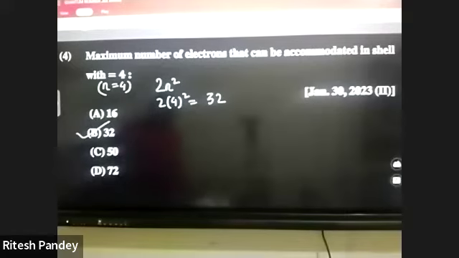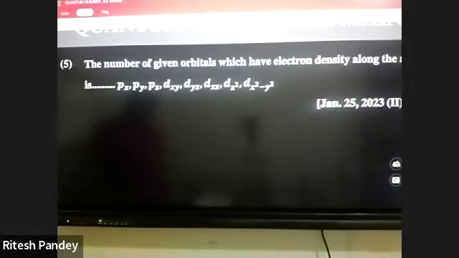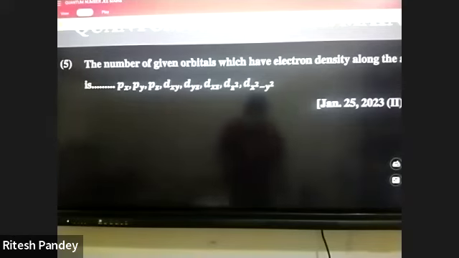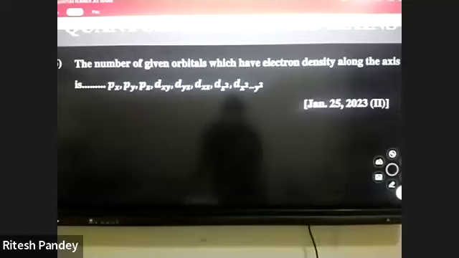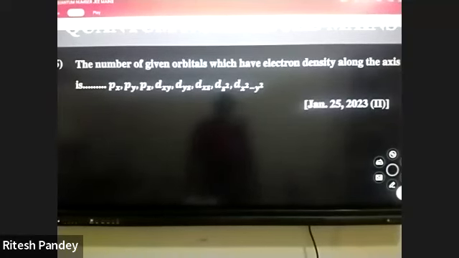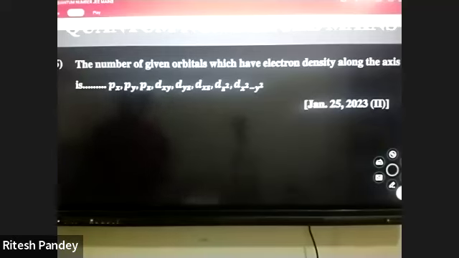Next. Number of orbitals which have electron density along the axis. Number of orbitals which have electron density along the axis. I hope it's pretty readable. If some part of the question is not readable, I just want to shift the camera a bit. Is it readable now? Yes. Now, naturally, along the axis, what's the common answer? Quickly tell me. 5. 5, sir.